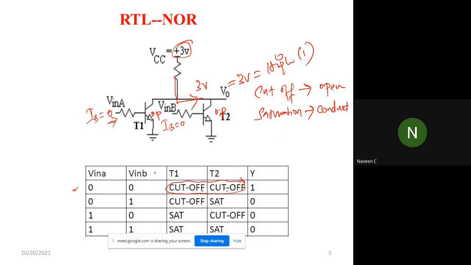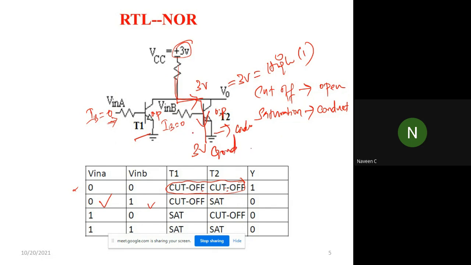Remaining all the 3 conditions, either T1 or T2, any one of the transistors will conduct. If you give V in 0, second condition, if you give V in 0 and V in 1, you are giving some voltage in here, this will conduct. If this conducted, this 3 volt will flow here to the ground.